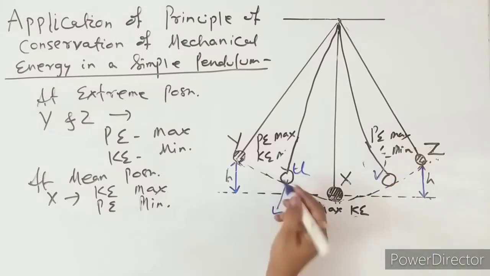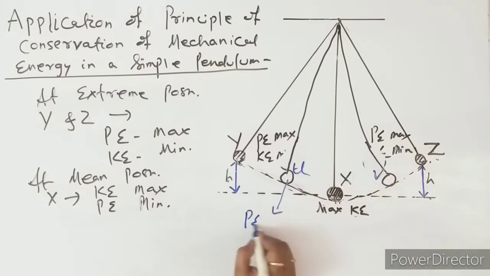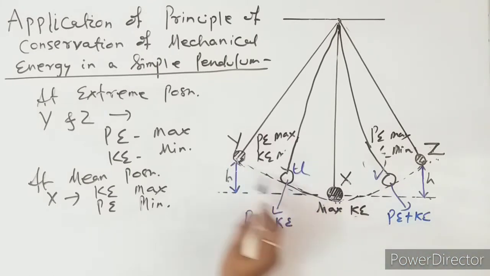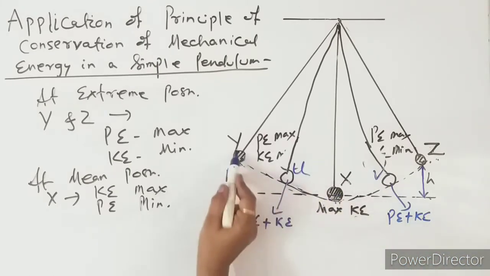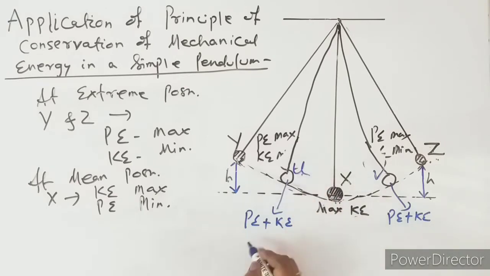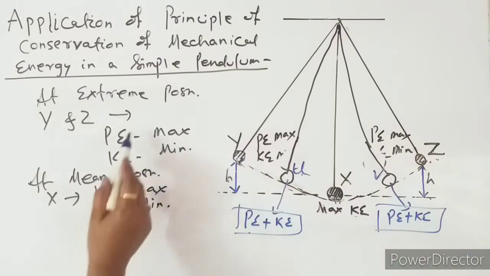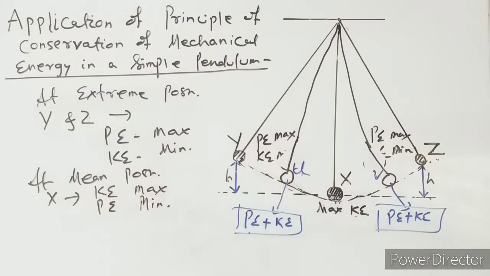So at u, the body possesses both potential energy and kinetic energy. At v position, the body possesses both potential energy and kinetic energy. In the middle between the mean position and the extreme position, the body possesses both potential and kinetic energy. At the extreme position we get maximum potential energy, but at the mean position we get maximum kinetic energy. Now, based on this principle, let us solve some board questions.